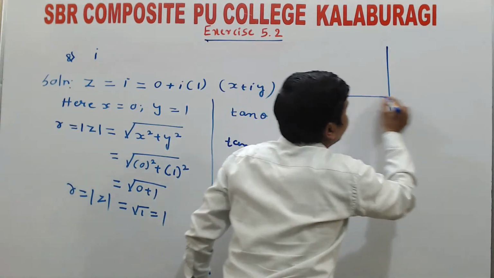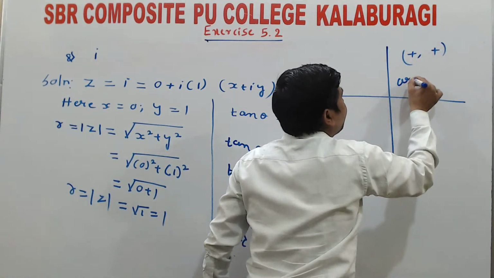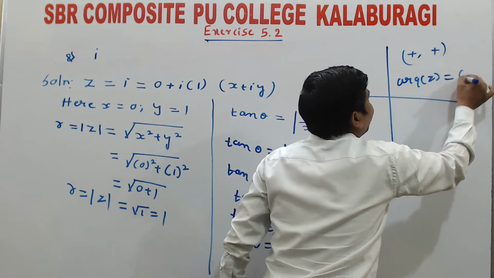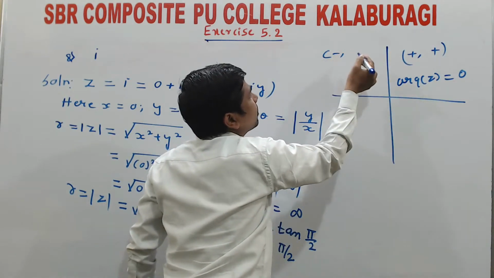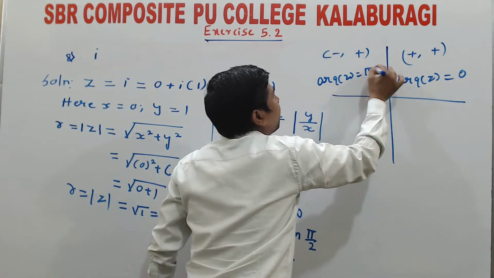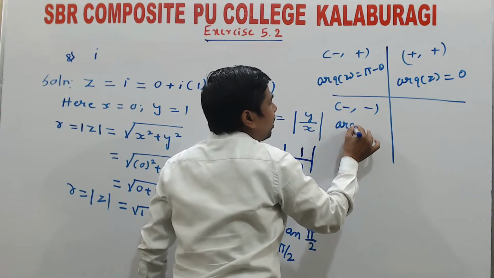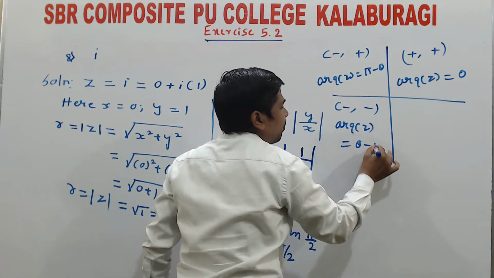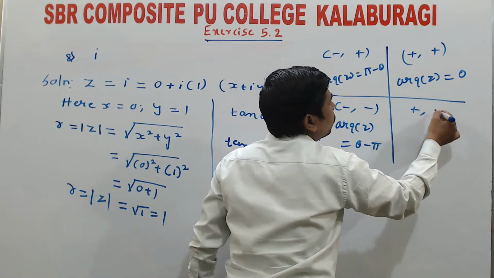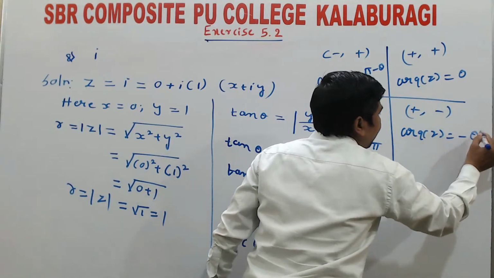In the first quadrant, where x is positive and y is positive, the argument of z is given by theta. In the second quadrant, x is negative, y is positive, and the argument of z is given by pi minus theta. In the third quadrant, x is negative, y is also negative, and the argument of z is given by theta minus pi. In the fourth quadrant, x is positive, y is negative, and the argument of z is given by minus theta.